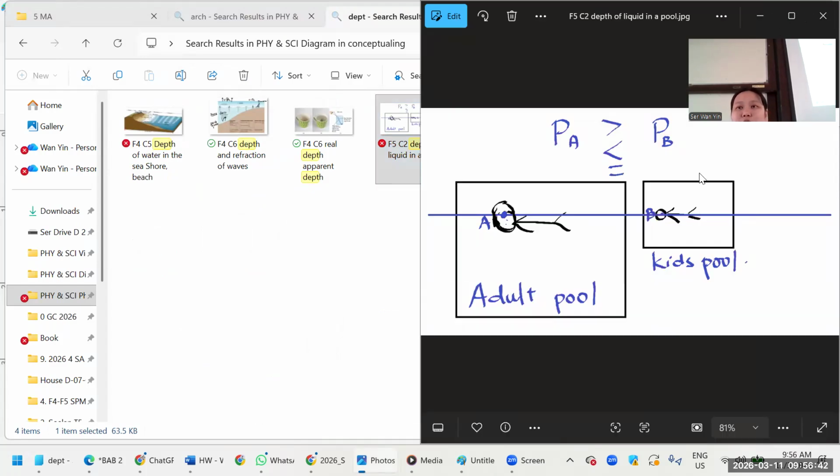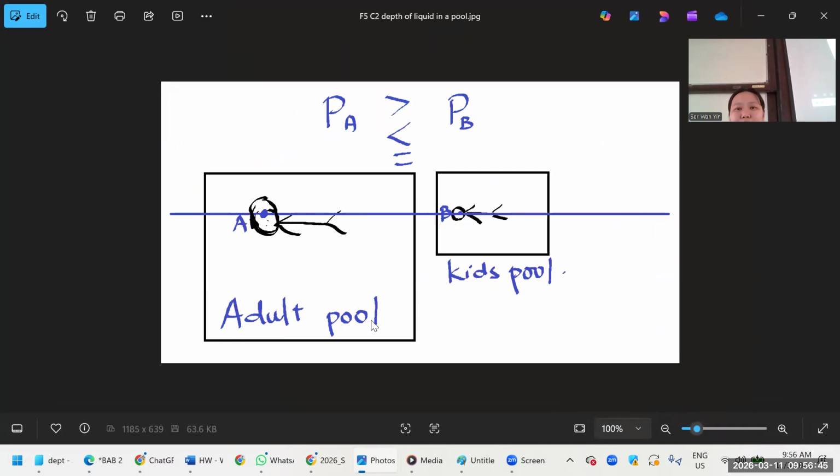Okay, here we have 2 swimming pools. One is an adult pool, one is a kids pool. Now the father and son swim inside. Can you please tell me the pressure of father A and the pressure of the boy B: is it more than, less than, or equal? More than, less than. 2 more than, 2 less than, equal. Thank you. Answer is equal.